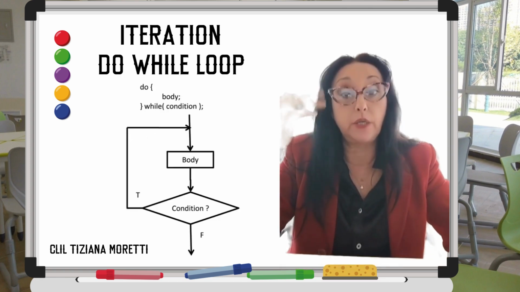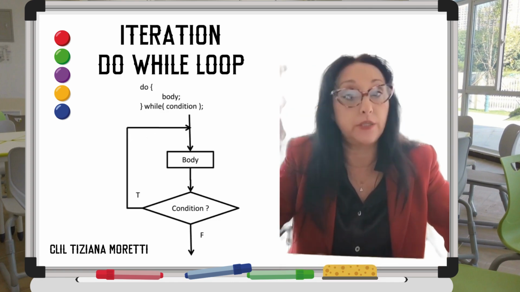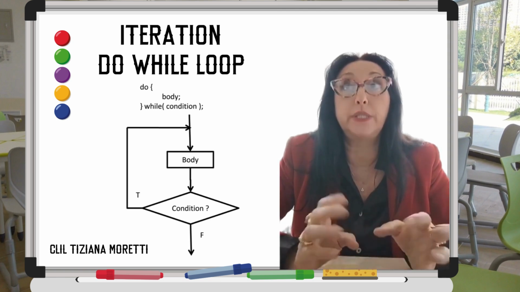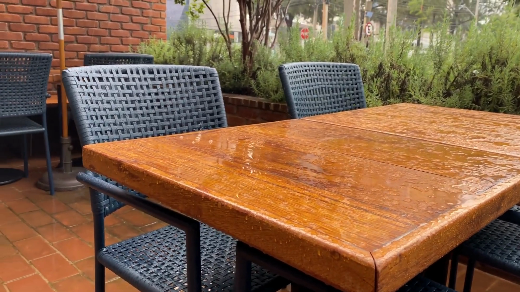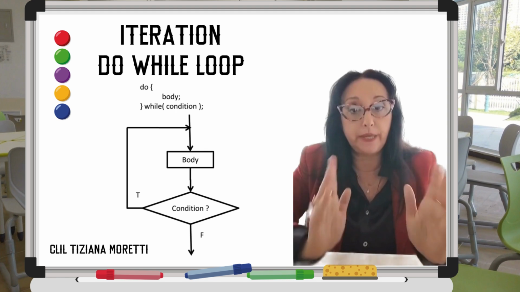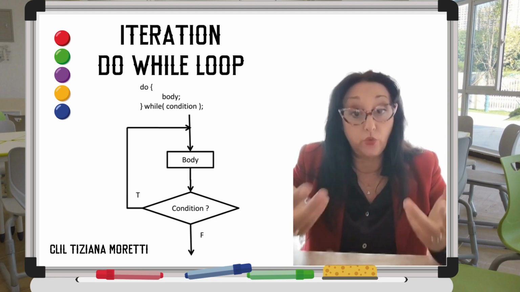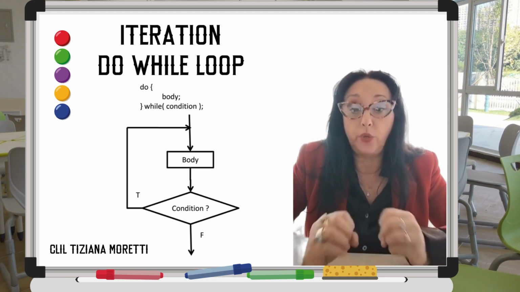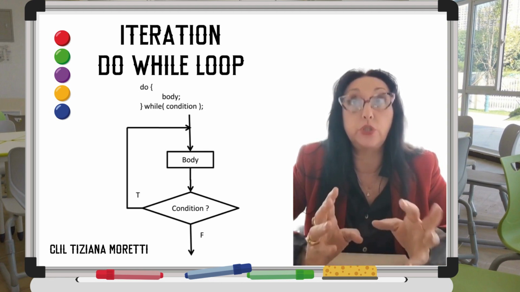Do while, the code block runs at least once because the condition is checked after the execution. Example, making sandwiches with do while. The user makes at least one sandwich and then decides whether to continue or stop.